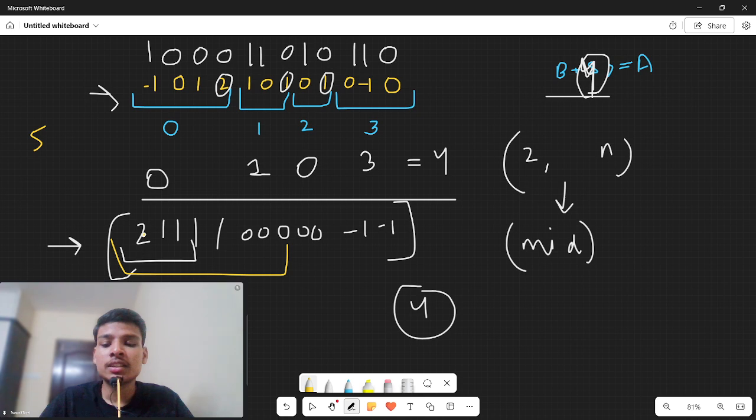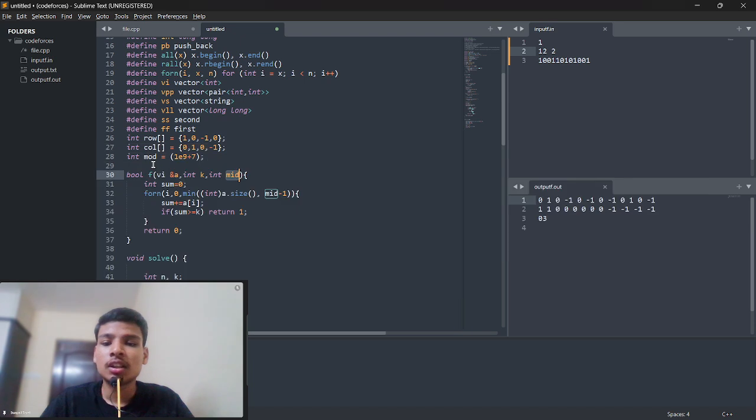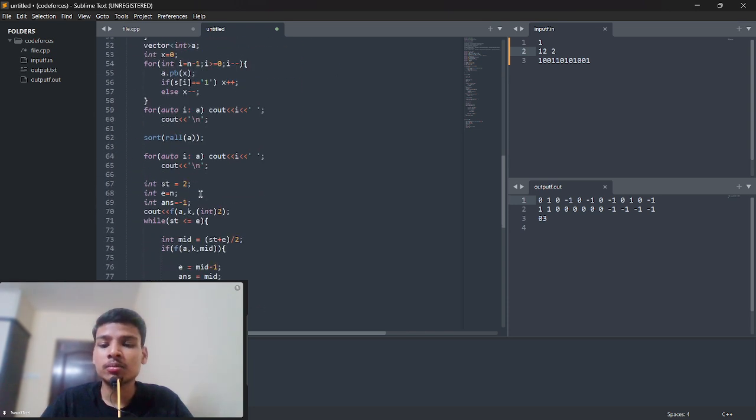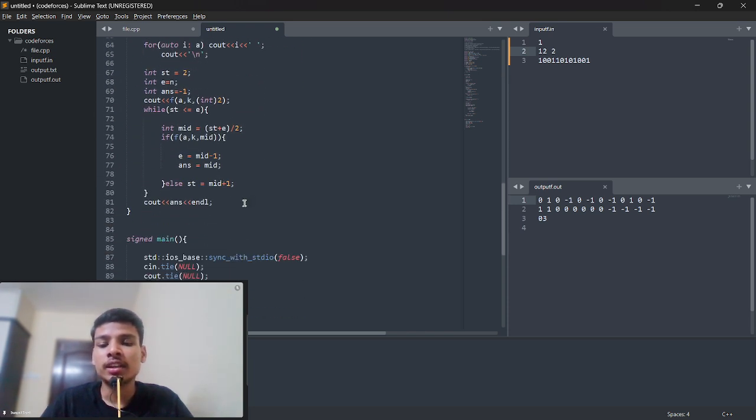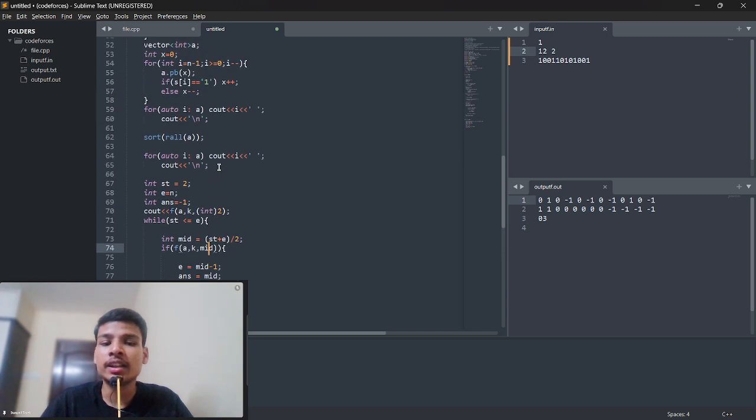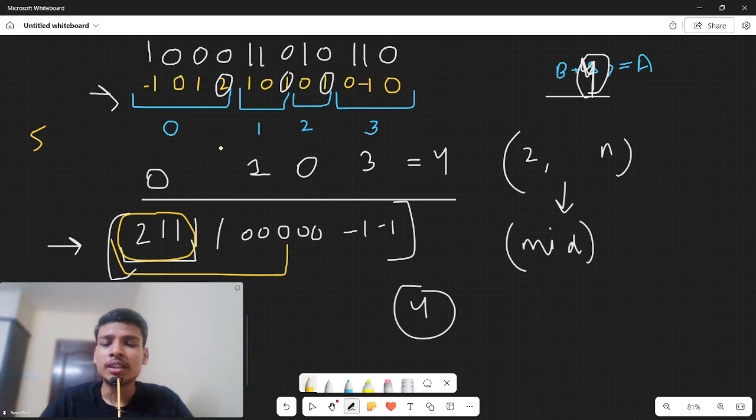Here you can see, in this case my answer was 4. So for the mid to be 4, I will check in the search space of 3 only, because one part is extra for this particular 0 at the start. So I will check for mid minus 1 only. If my sum is exceeding k, then just return 1 and try to make your search space smaller. That's how you can use binary search plus greedy. The most important part was finding this pattern.